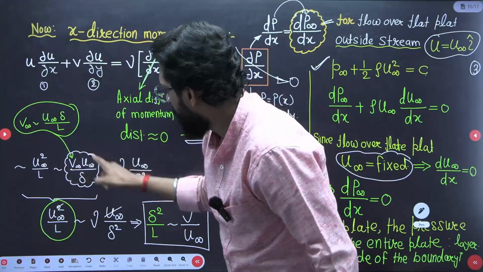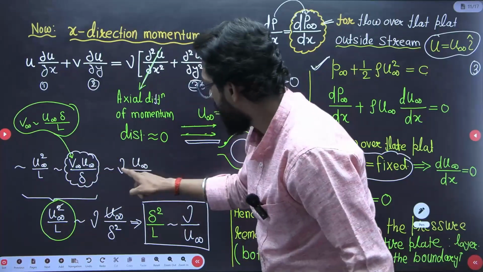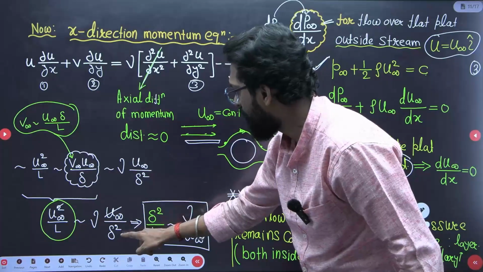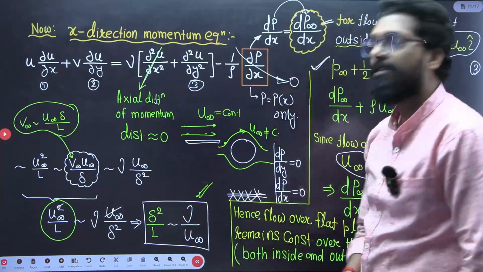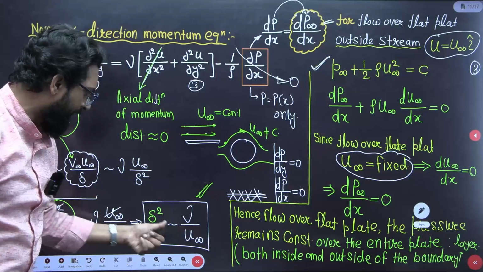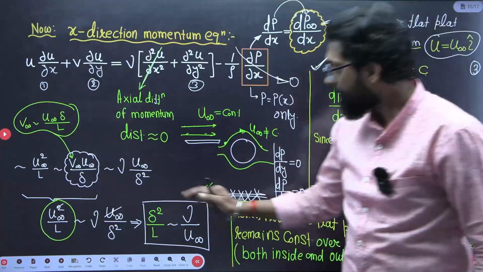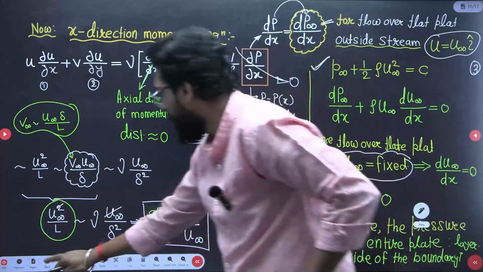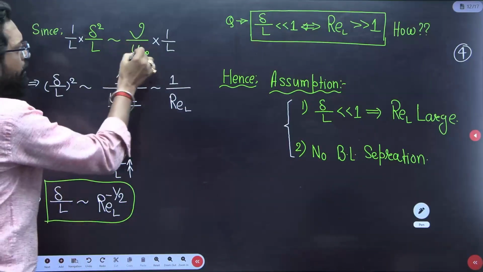So these two terms, this is U infinite square divided by L, that is the order of magnitude of mu U infinite by delta square. This one U is cancelled. So this is your main equation from the X momentum equation. This is important. That means delta square by L is the order of kinematic viscosity divided by U infinite. Now we have to further consider this one: delta square by L is the order of mu by U infinite.